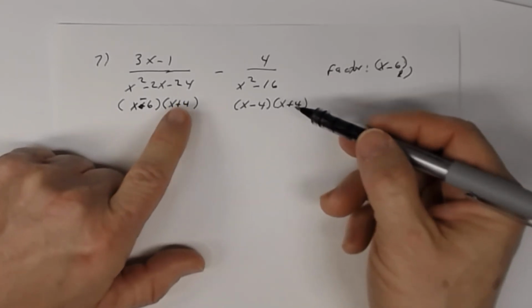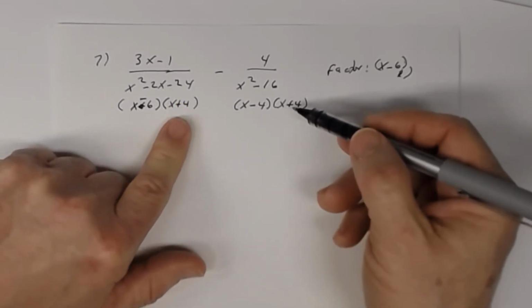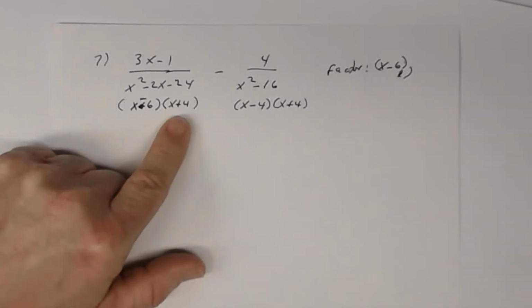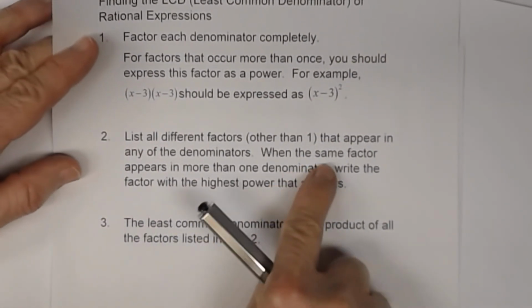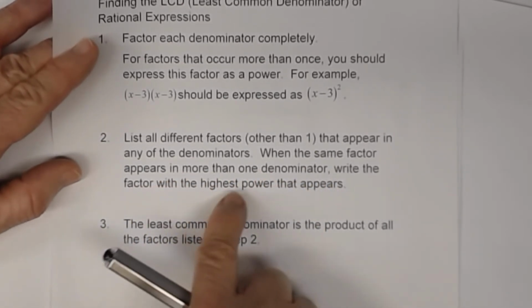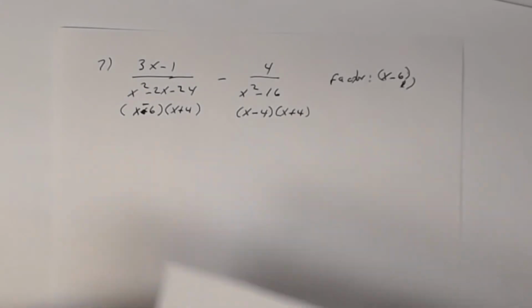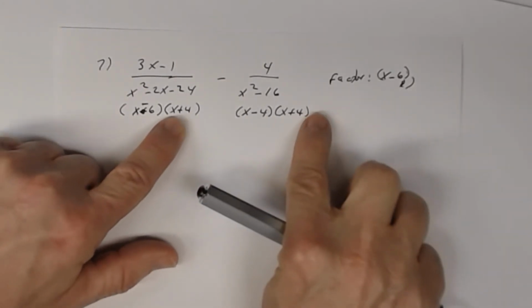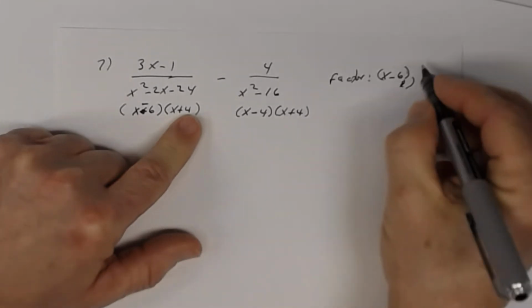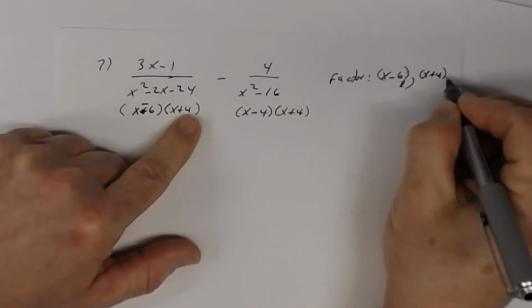Don't say two because you see two of them. That's no longer the least; it becomes a common denominator now. So remember, when the same factor appears in more than one denominator, write the factor with the highest power that appears. Well, they both have the same exponent, right? x plus 4 to the first power, x plus 4 to the first power. So you only use x plus 4.